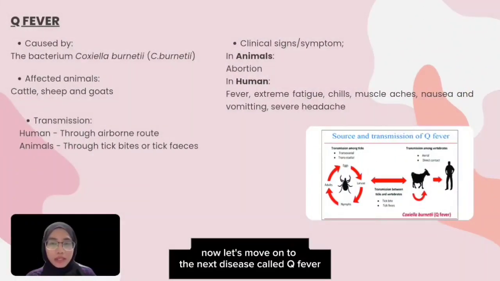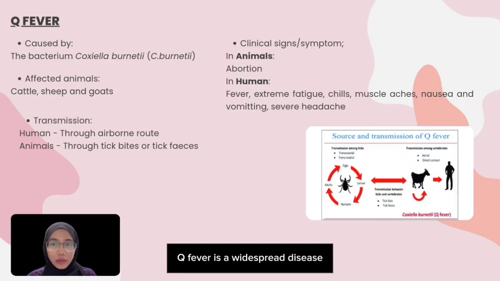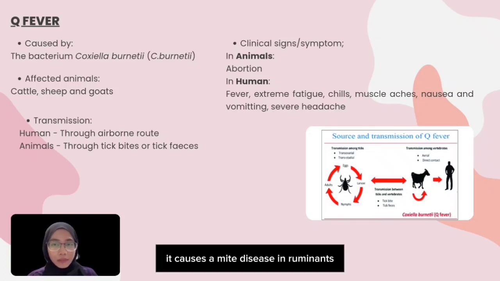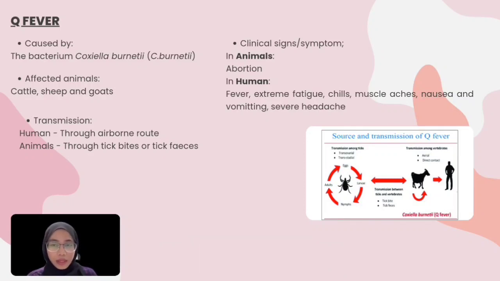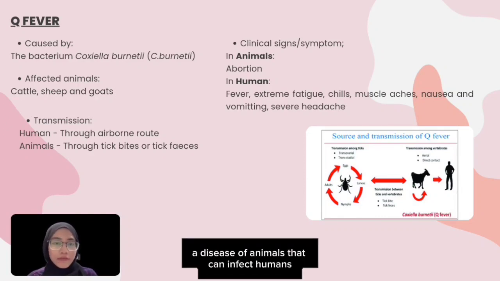Okay, now let's move on to the next disease called Q fever. What is Q fever? Q fever is a widespread disease caused by the bacteria Coxiella burnetii, which is able to infect mammals, birds, reptiles, and arthropods, especially livestock animals. It causes a mild disease in ruminants but can cause abortions and stillbirth in cattle, sheep, and goats. It is also a zoonosis, a disease of animals that can infect humans.